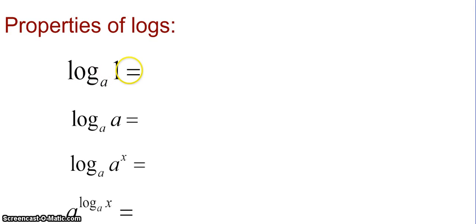So log base a of 1, what does that equal? That's saying a to what power equals 1? Well, anything to the 0th power equals 1. Log base a of a, that's saying a to what power equals a? So that's going to be 1. Log base a of a to the x is going to be x.